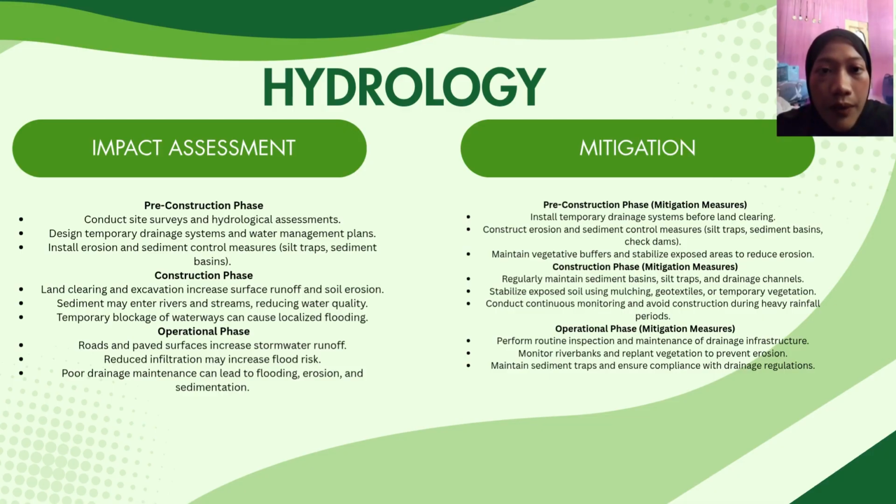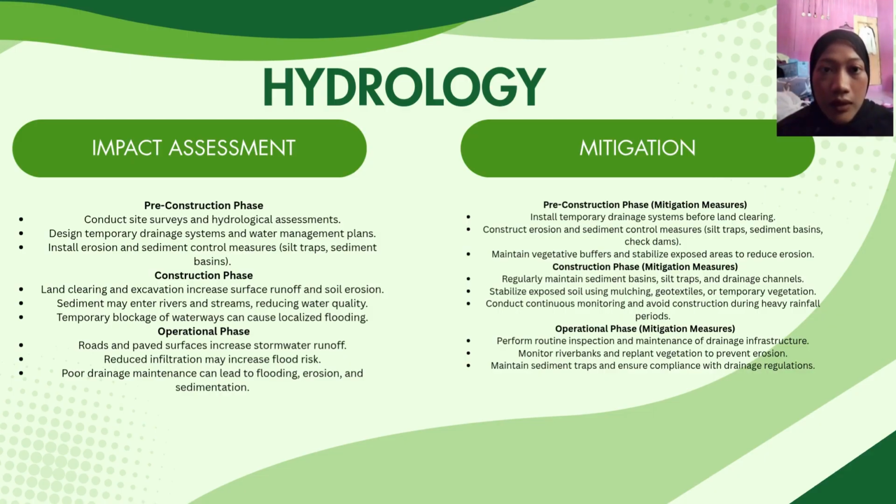For operational phase, road and paved surface increase stormwater runoff. Reduced infiltration may increase flood risk. Poor drainage maintenance can lead to flooding, erosion, and sedimentation. Pre-construction phase mitigation measures: first, install temporary drainage system before clearing. Construct erosion and sediment control measures, silt trap, sediment basin, and check dam. Maintain vegetative buffer and stabilize exposed area to reduce erosion.